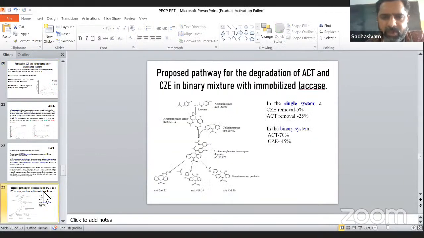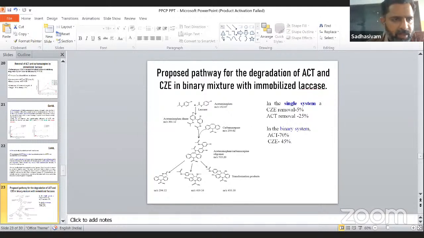Why is the binary approach better? As I said, once the acetaminophen is degraded, it can form different intermediates or transformation products. Those transformation products will help to degrade carbamazepine. That's why the binary system is helpful in the degradation of drugs.